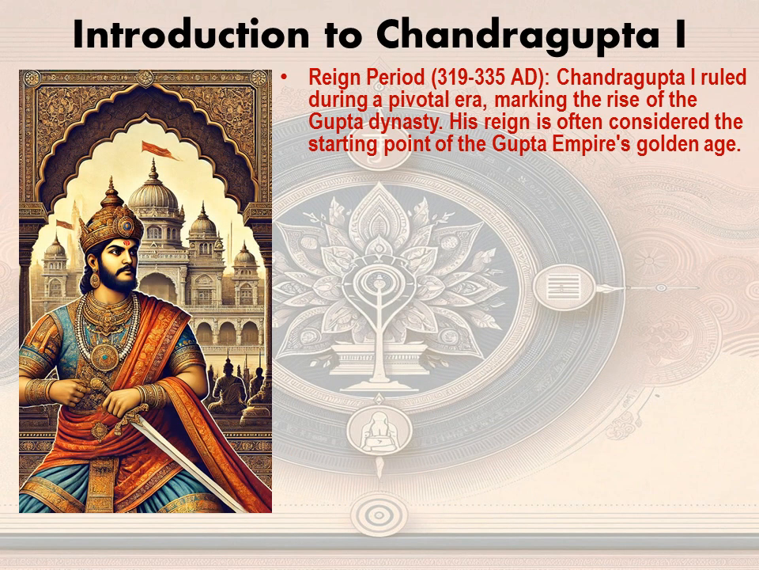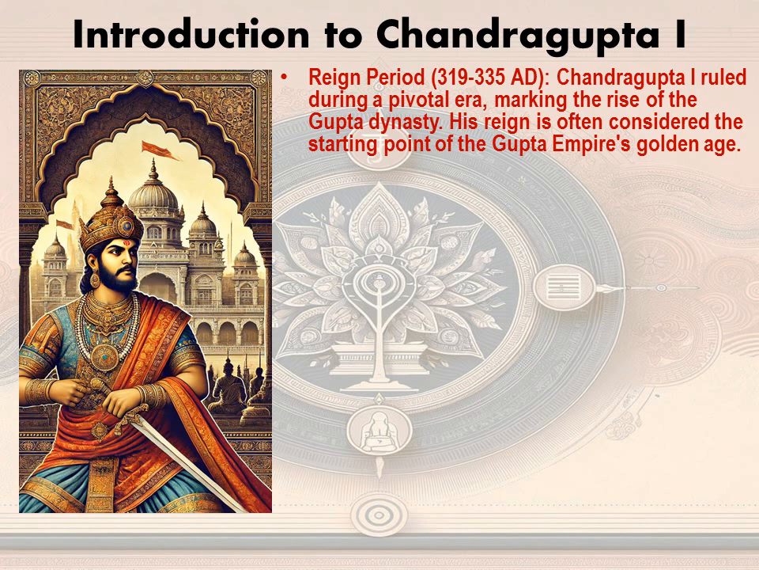Introduction to Chandragupta I. What was his reigning period? He ruled from 319 to 335 AD. Chandragupta I ruled during the pivotal era marking the rise of the Gupta dynasty. His reign is often considered as the starting point of the Gupta Empire's golden age.